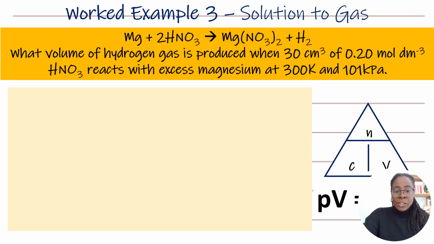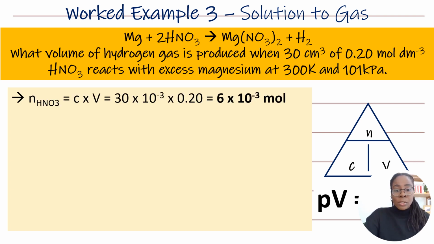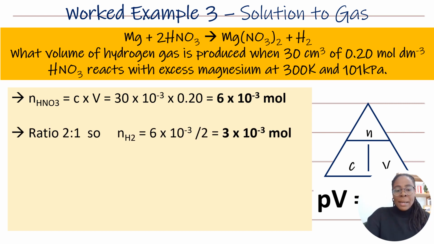So at this stage, we have got the volume and the concentration for the nitric acid, so we can calculate the moles for that. Concentration times volume gives us 6 times 10 to the minus 3 moles. We then use our balanced symbol equation for the ratios. The ratio of HNO3 to hydrogen gas is a 2-to-1 ratio. So our moles of hydrogen gas are 3 times 10 to the minus 3.